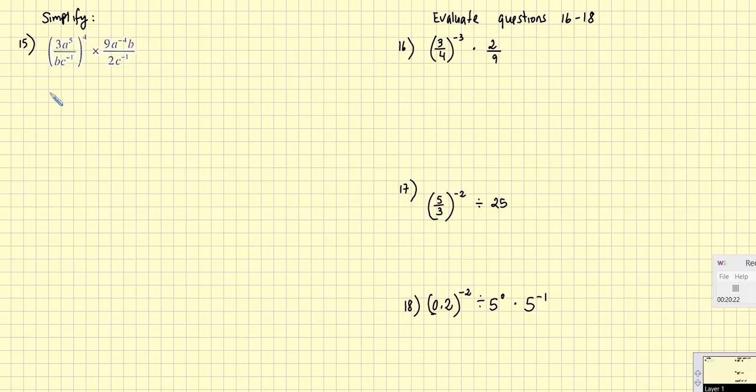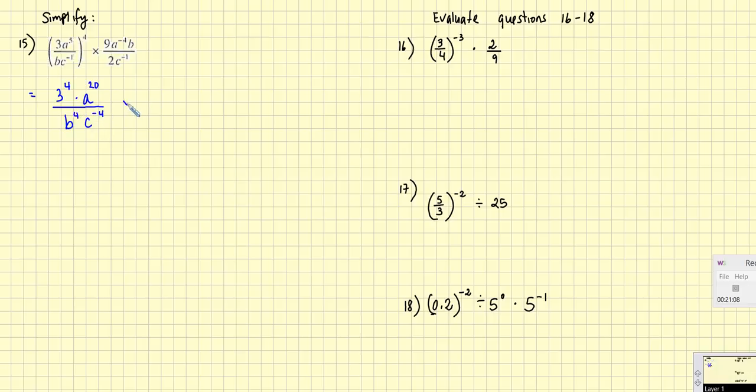do 3 to the power of 4, and I'm going to do the long version of this. So I'll do 3 to the power of 4 times a to the power of 20 all over b to the 4th c to the negative 4. So I brought everything raised to the power of whatever the power was. So b to the 4th and c to the negative 4.